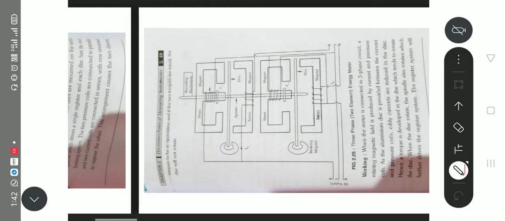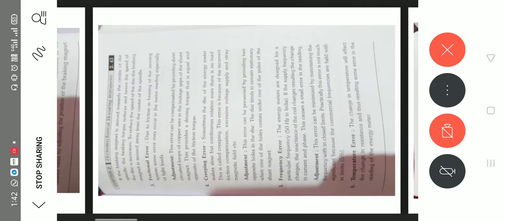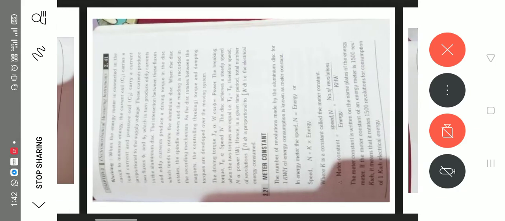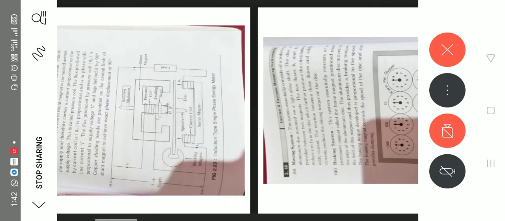All of you clear, ma, on the single phase energy meter? Then we can understand the three phase energy meter easily. Here we can see the single phase energy meter diagram once. This is the single phase energy meter.